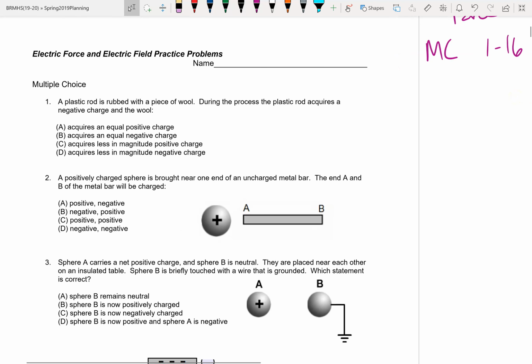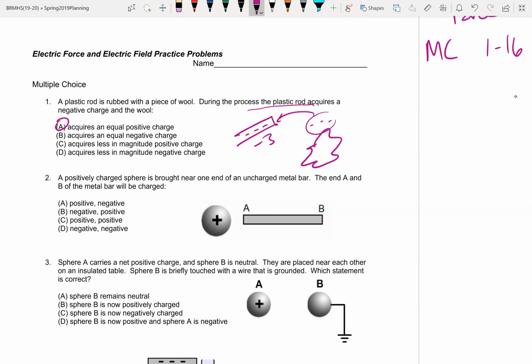Number 1, a plastic rod is rubbed with a piece of wool. During the process, the plastic rod acquires a negative charge and the wool acquires an equal amount of positive charge. If I have a rod and some wool, both neutral to start with, this is an example of the triboelectric process of charging something. When you rub those together, just like a balloon on your hair, the plastic rod acquires negative charge. So those negative charges must have come from the wool to the rod. So this gets a charge of, say, -3 on the plastic rod, which means that the deficiency of 3 electrons leaving the wool means it will have a charge of +3.